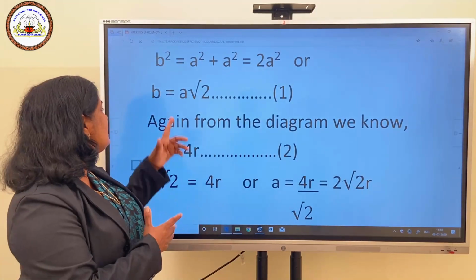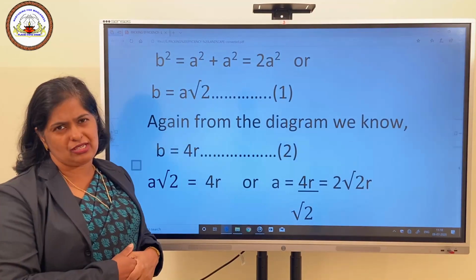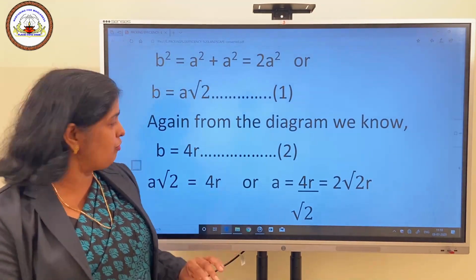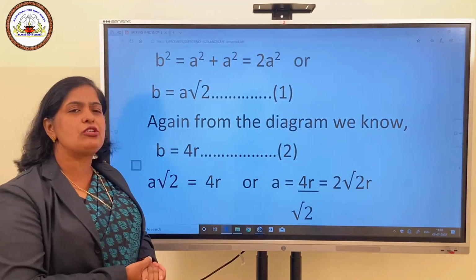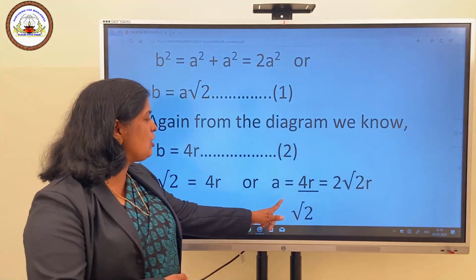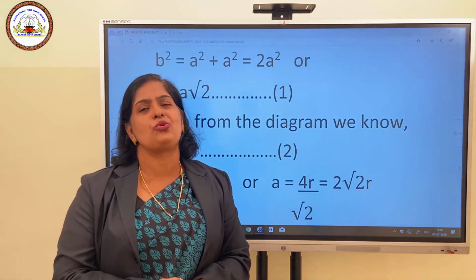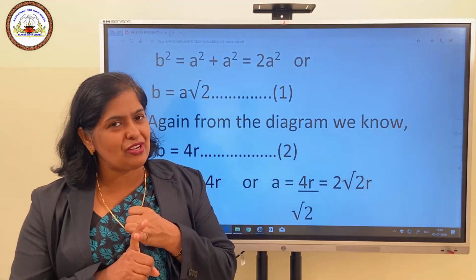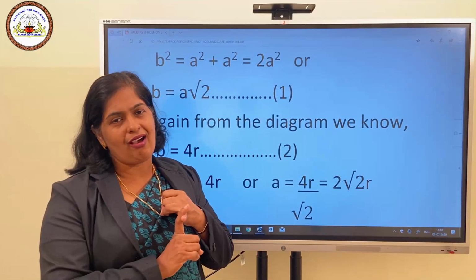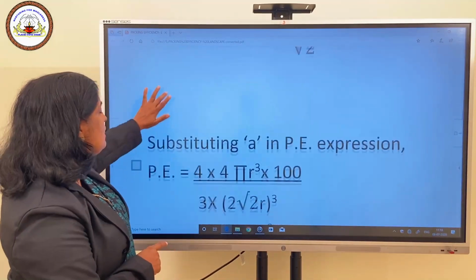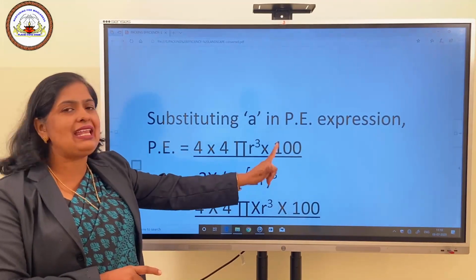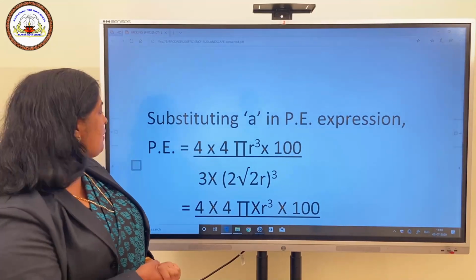Now equate these two equations. b is equal to a root 2, b is equal to 4r. So a root 2 is equal to 4r, or a is equal to 4r by root 2, or a is equal to 2 root 2 r. Now we got an expression for a in terms of r. Now we will substitute it here, substituting a in the packing efficiency expression.